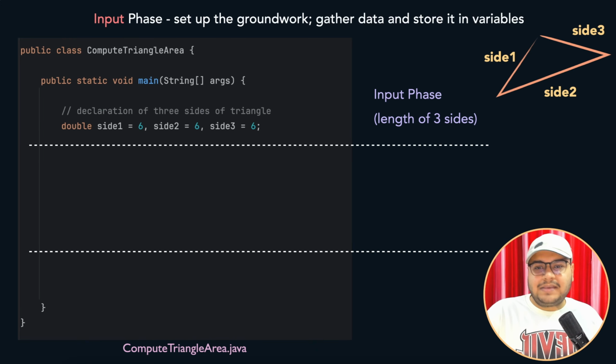Now first up, there's the input phase where you set up the groundwork. This is where you declare and initialize your variables, maybe prompt the user for some input data, define some constants like pi or epsilon, and generally gather all the info that you need to get rolling and produce the final output or result. In our example, we are taking the input of three sides of the triangle. We will be storing these inside the variables of double data type named side1, side2 and side3 respectively, as you can see over here. And just like that, we complete the first phase, that is the input phase.